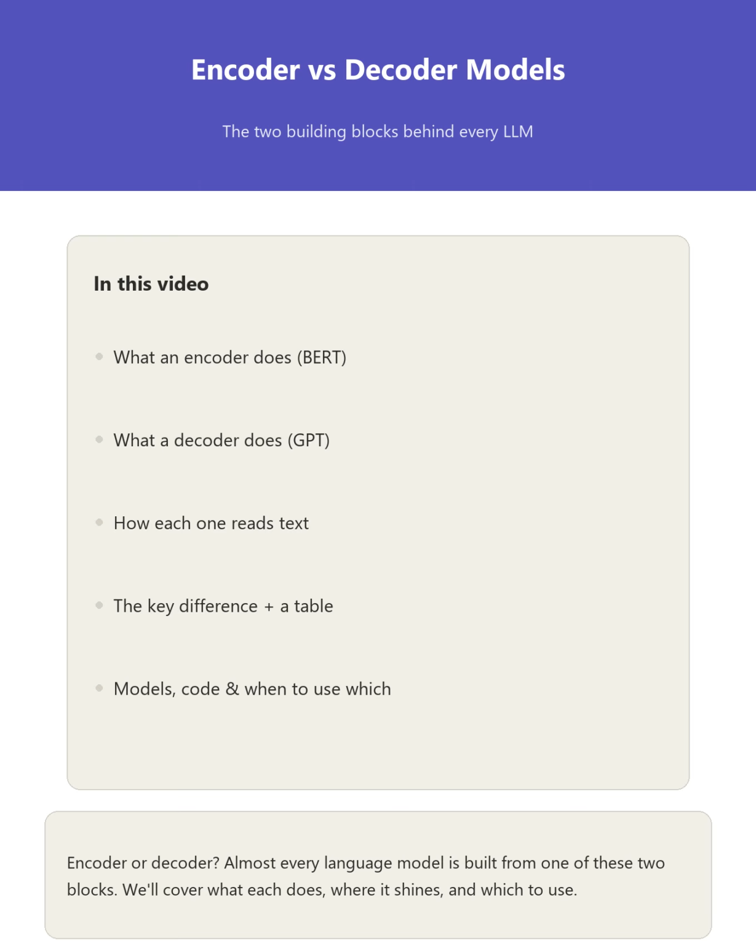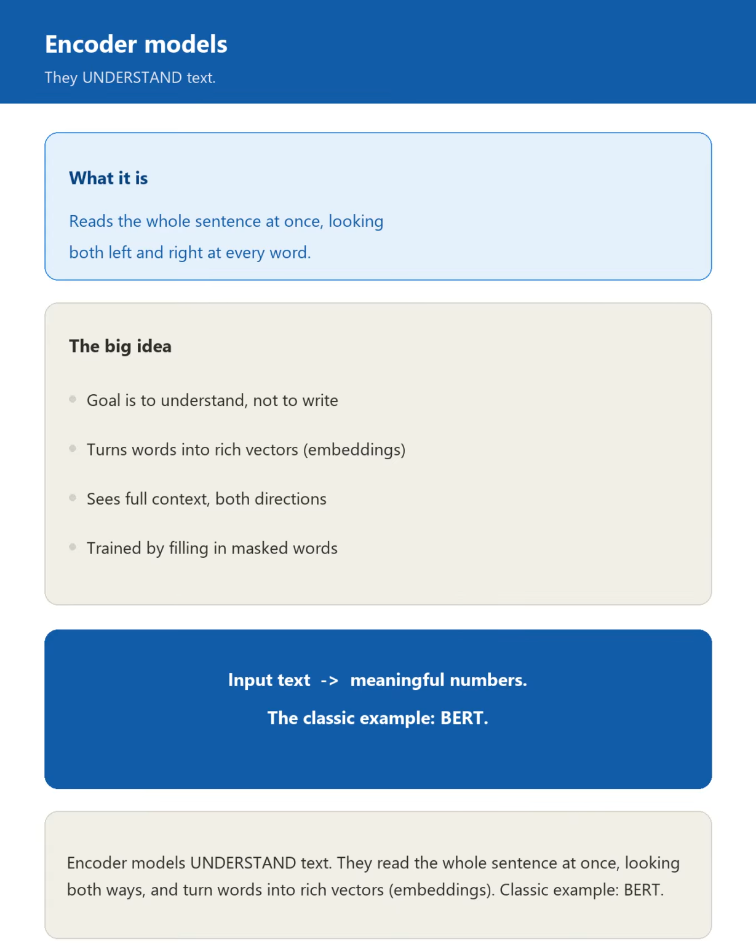Encoder or decoder. Almost every language model is built from one of these two blocks. In this video we'll break down what each one does, where it shines, the key difference, and which one to use. First, encoder models. An encoder reads the whole sentence at once, looking both left and right at every word.